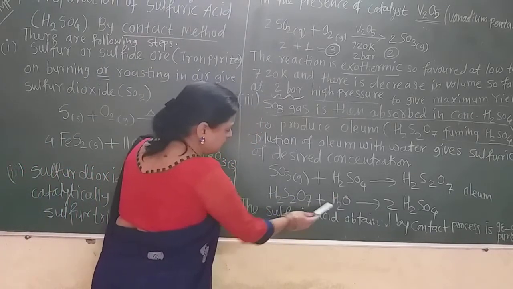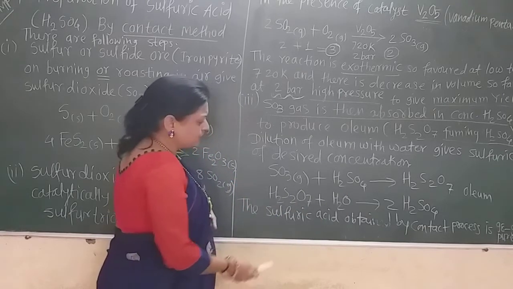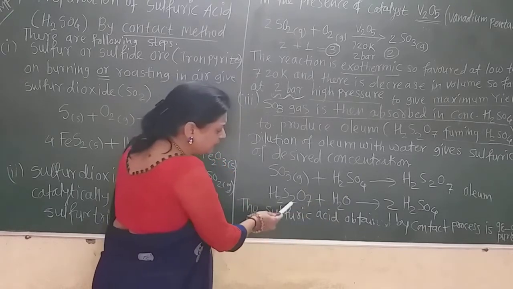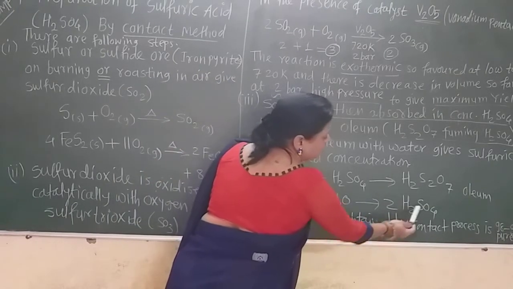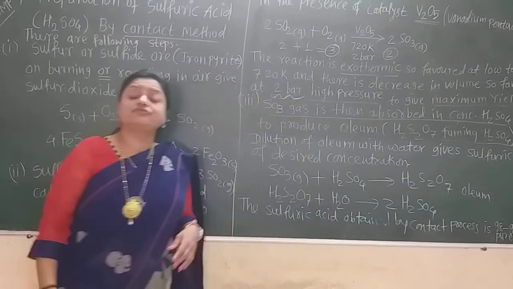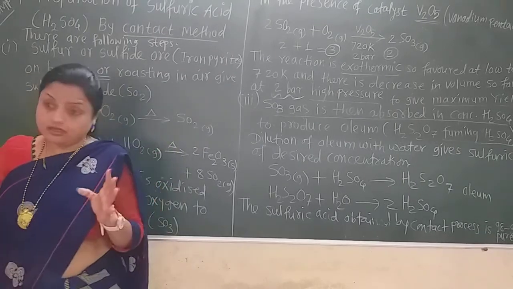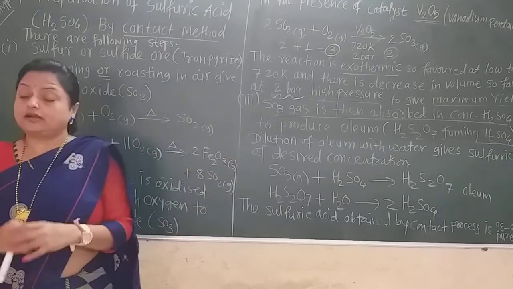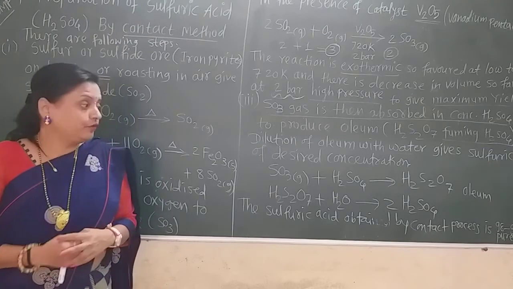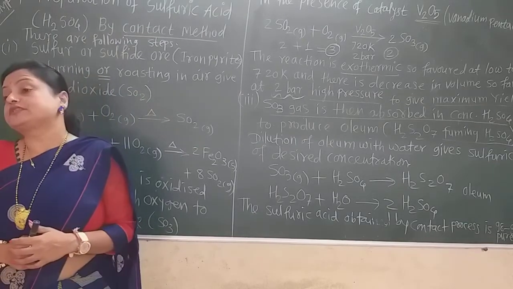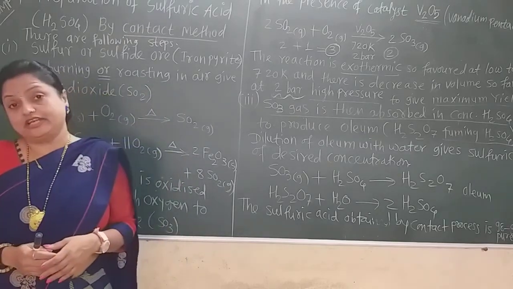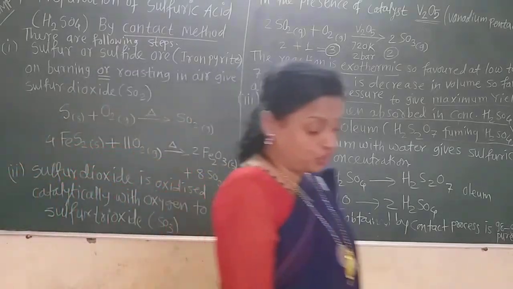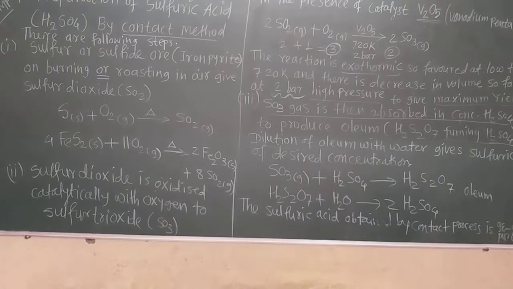H2SO4. Now there are 4 hydrogens, 8 oxygens and 2 sulfurs. So twice H2SO4 means 4 hydrogen, 2 sulfur and 8 oxygen. In this way we obtain this, the third main step. These two reactions you must write in the third step, and the sulfuric acid obtained by the contact process is 98 to 99% pure. So this is a very important method for the preparation of sulfuric acid, which is a very important chemical for industrialization.